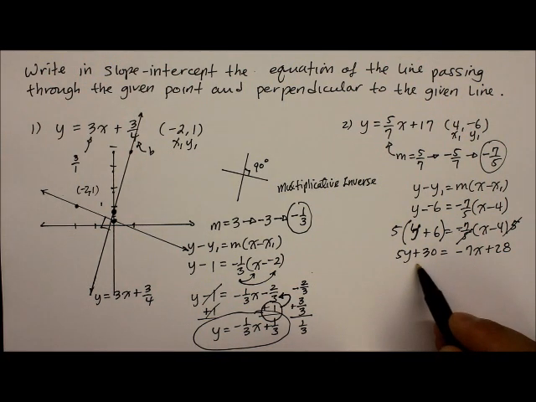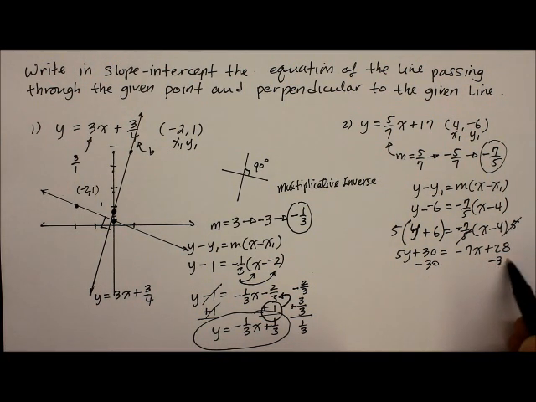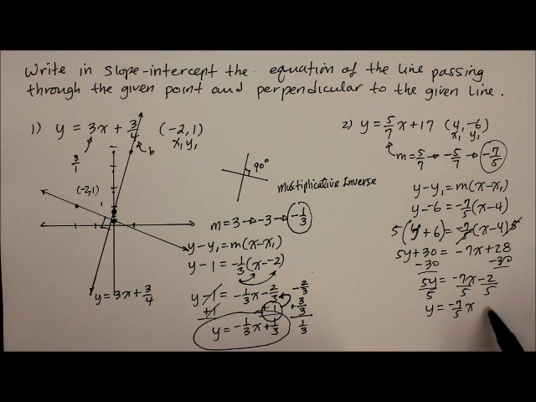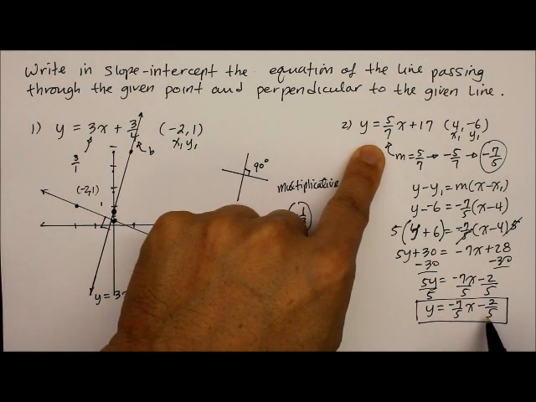So anyway, let's go ahead and move that 30 over by subtracting 30 from both sides. So you got 5y is equal to negative 7x minus 2. And get rid of the 5 by dividing all the terms by 5, so you get negative 7 over 5 x minus 2 over 5. You see, negative 7 over 5, it came back. And the new y-intercept is negative 2 over 5. That is the equation that is perpendicular to the original line given here.